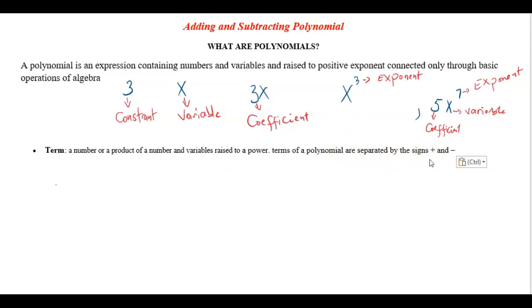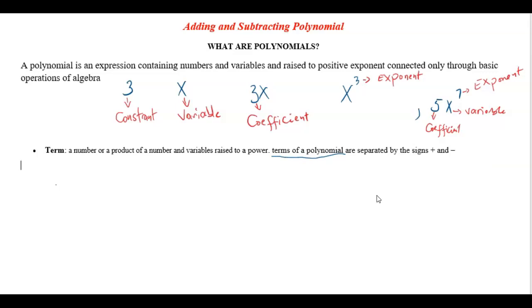So multiplication or division does not separate terms, okay? So notice over here, for instance, 3x, we could also say 3 times x. So that's the multiplication, but it will still be considered as one term, okay? So 5x to the 7th power is considered as one term, okay? Even though it's 5 times x to the 7th power. So the fact that there is no plus or minus sign in none of them, then it's considered as a term, okay? Terms of a polynomial, this is very important. Terms of a polynomial are separated by plus and minus, okay?